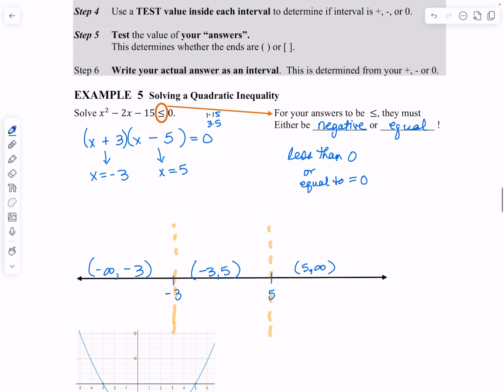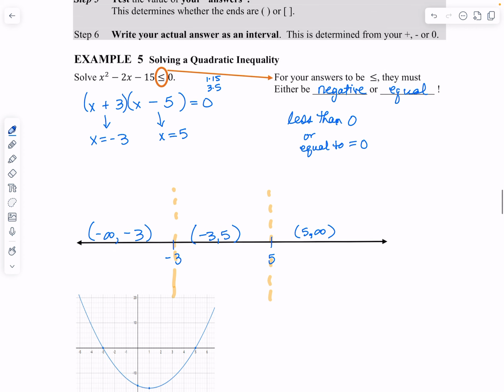Okay, so now I'm just going to get a test point. I'm just going to grab any number in my first interval. So a -4 would work, -5, -10, -1,000. I usually just pick like a -10. I'm going to do that in different colors so you know it's my test point. All right, so I'm going to test -10.